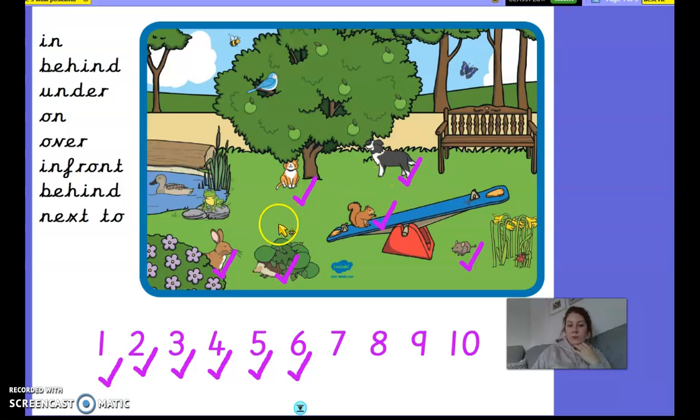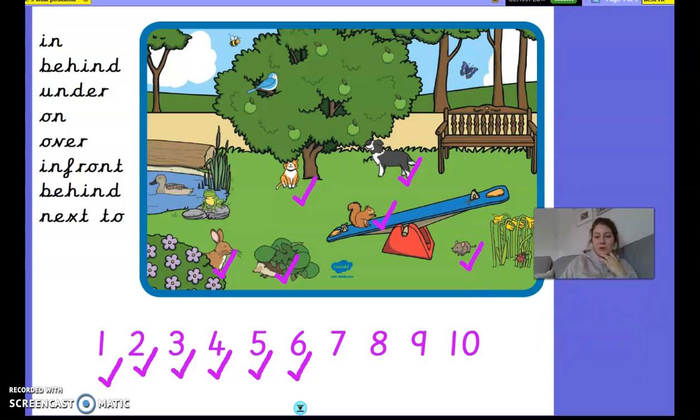Okay, so we've got 6 animals so far. 1, 2, 3, 4, 5, 6. Can you see any more? Do you know, I think there might actually be more than 10. I might have to add some more numbers to my number track. I've miscounted and I didn't spot some of those little animals hiding.